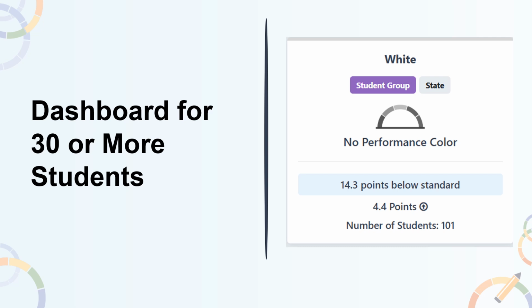On the card, there is an option to select the student group or compare it to the state student group results. In this first sample card, the white student group is selected and displays a gray color with text that says no performance color. The card shows a distance from standard, or DFS, of 14.3 points above standard and a change of 4.4 points from the prior year with an arrow pointing up. The number of students, or N size, is 101. And the science indicator will not be used for accountability purposes for 2024.